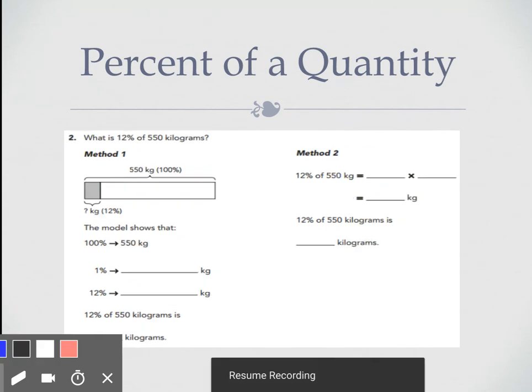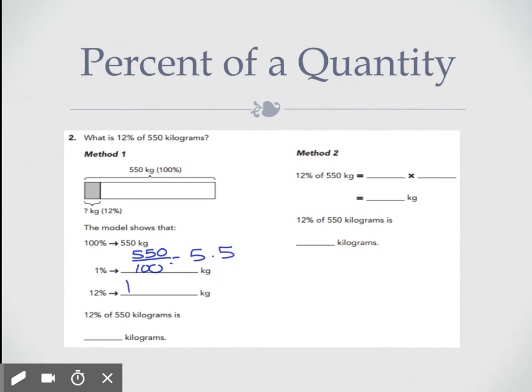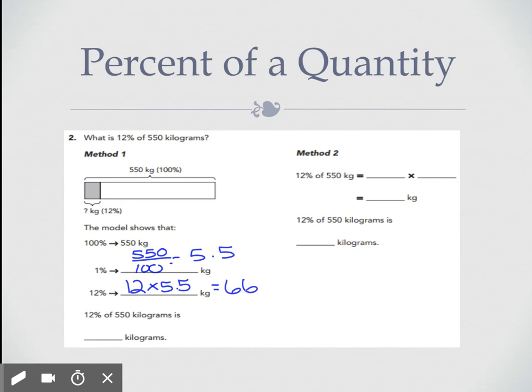Let's do number 2 together. 12% of 550. So if 550 is the whole, I'm going to divide it by 100 to figure out what 1% is, and I would get 5.5. So to figure out what 12% is, I would multiply 12 by 5.5, and that actually equals 66. So 12% of 550 is 66 kilograms.